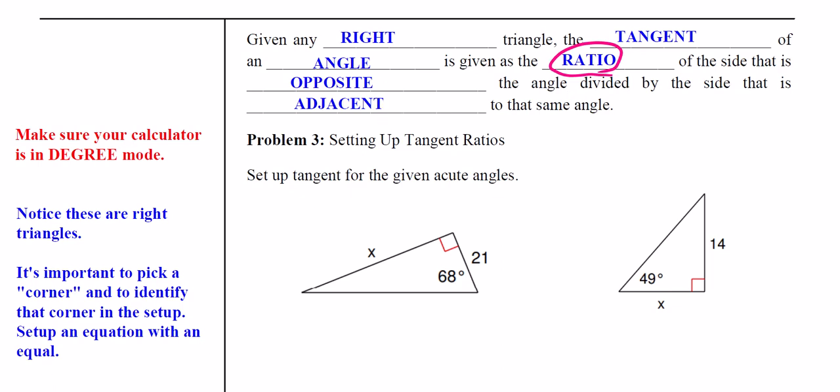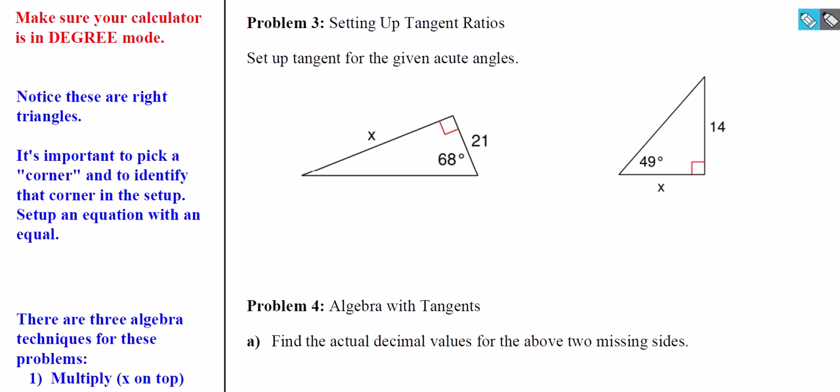So in problem 3, we're going to show you some setups, and then in problem 4, we will actually do the algebra. The way this works, as we did in the previous video, is you're going to pick a corner. We're not going to pick the right angle ever, because we recall that that doesn't work, because there are two adjacents and no opposite side. You'll note that this corner right here is 68 degrees. This is the acute angle that was given, so this is the corner that we're going to focus on.